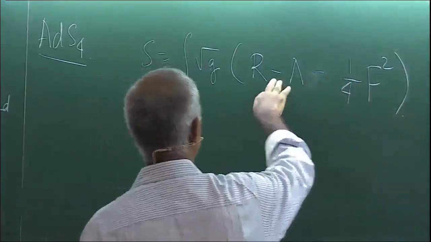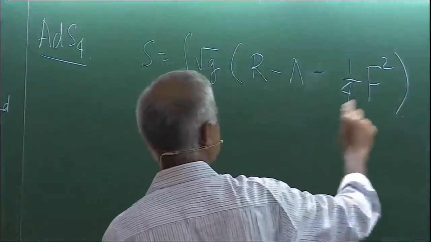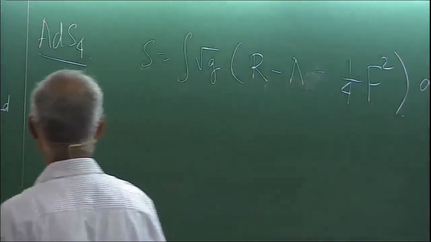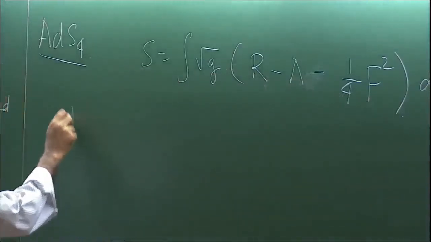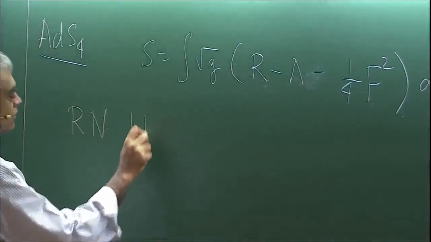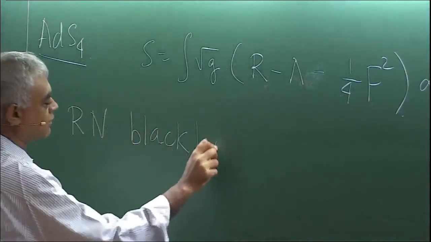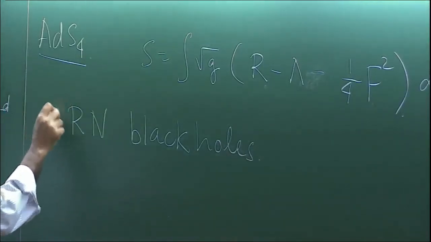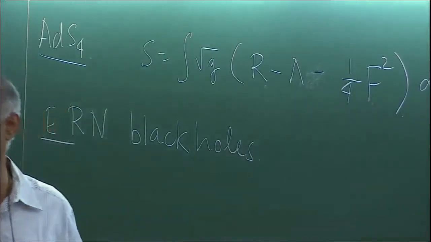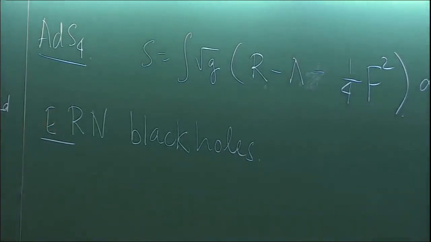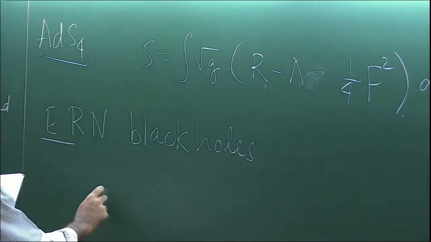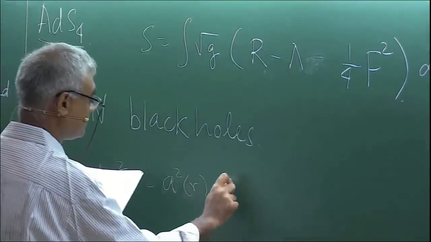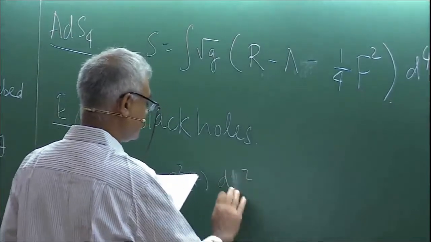So we have gravity, we have a negative cosmological constant to get AdS4, and we have a gauge field. And as you all know, this system has charged black holes. So they have Reissner-Nordström black holes. And in particular, there are extremal or near-extremal black holes of this type, and those will be the ones we look at. What is the geometry of these black holes? They're spherically symmetric. The geometry is described by a metric like this.